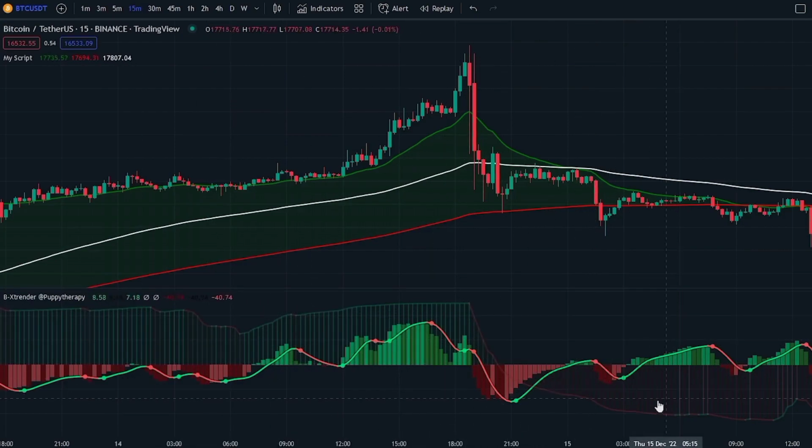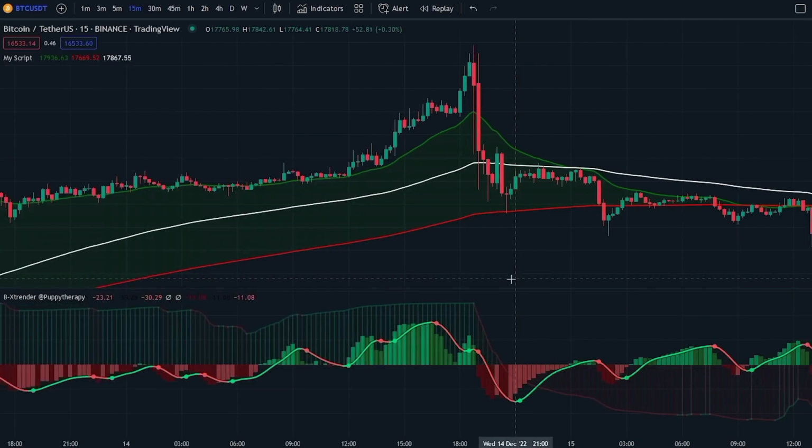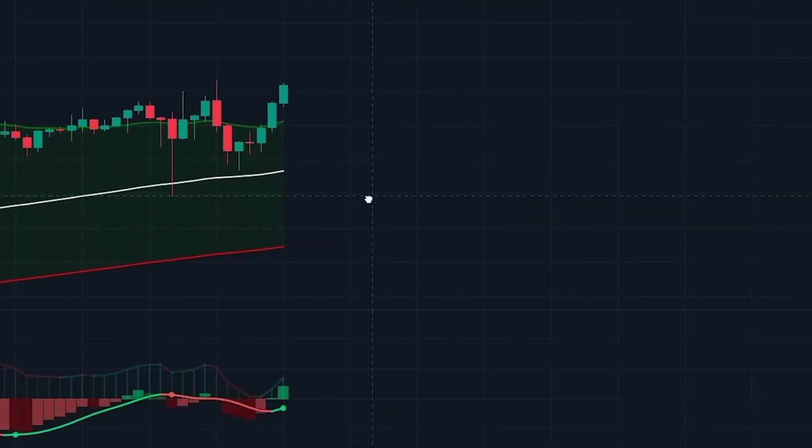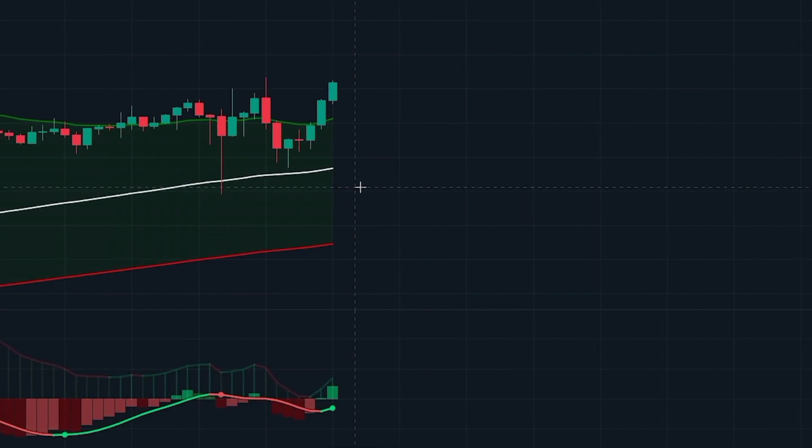For a long signal to be valid, the trender line will need to be green and above the 0 line. For a short signal to be valid, the trender line will need to be red and below the 0 line. Now that you know exactly how all indicators featured in this strategy work, let's take a look at when to enter into a position when we combine these indicators. Let's first take a look at when to enter into a buy position.